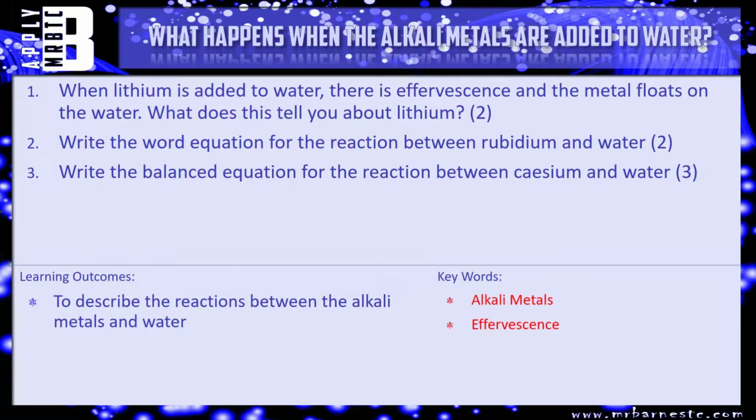Question 2, write the word equation for the reaction between rubidium, which is in group 1, and water. It's exactly the same as the ones that we've looked at previously. Just change the name of the metal. And the same with the balanced equation for the reaction between cesium and water. Look at the symbol for cesium and then just change it in as we've done before. So pause the video, have a go, we'll see how you've done in a minute.